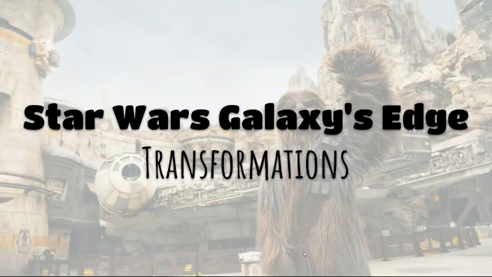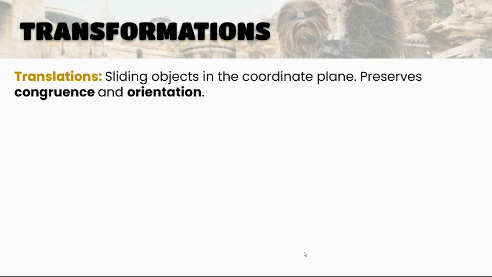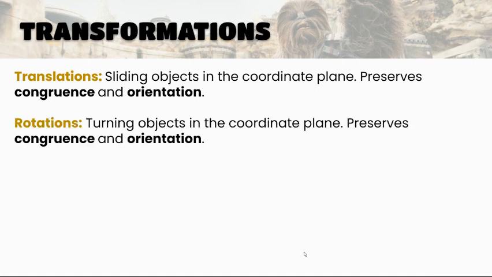Alrighty, this will be the longest video because there is the most information. We do have 4 different types of transformations to cover, so let's go ahead and get started. So the main transformations we have are translations, which is just sliding objects in the coordinate plane. It preserves congruence and orientation, meaning they're going to be the same size, they're facing the same way.